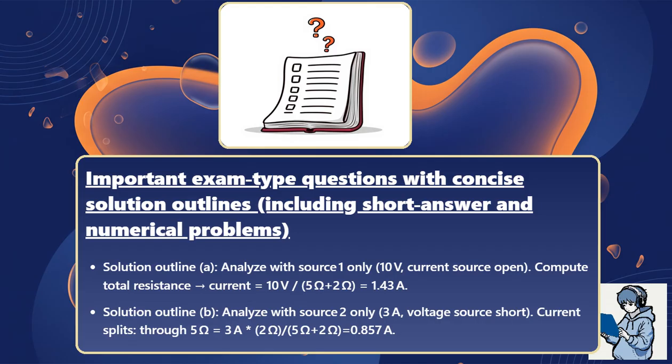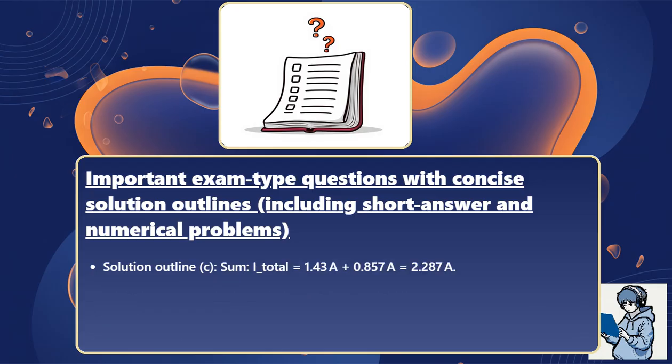Analyze with source 2 only, 3 amperes, voltage source short. Current splits. Through the 5 ohm resistor equals 3 amperes times 2 ohms divided by the sum of 5 ohms and 2 ohms, which is 0.857 amperes. Sum the contributions. Total current equals 1.43 amperes plus 0.857 amperes, which is 2.287 amperes.